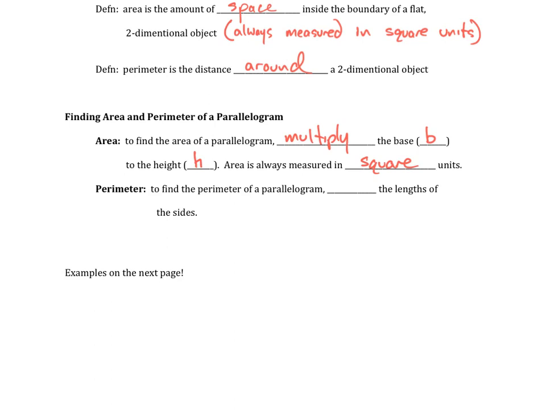So we'll get to that. But just remember, with just a regular parallelogram that's not a rectangle or a square, finding the area is a little bit tricky. It can be a little misleading. We'll get to that. Second is perimeter.